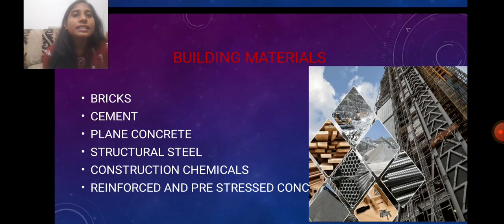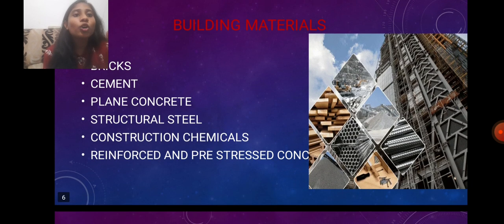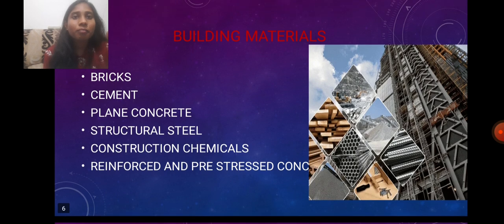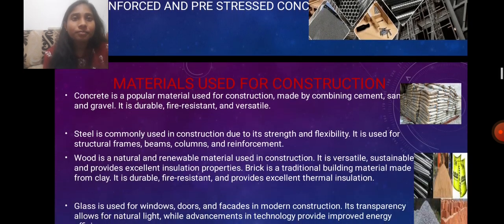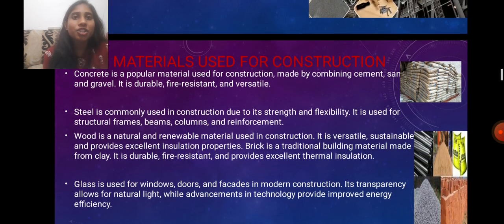Now let's discuss what building materials are needed for the construction of good infrastructure. Mainly we require bricks, cement, plain concrete, structural steel, construction elements and reinforced and pre-stressed concretes. Now let's go through one by one. Materials used for the constructions.